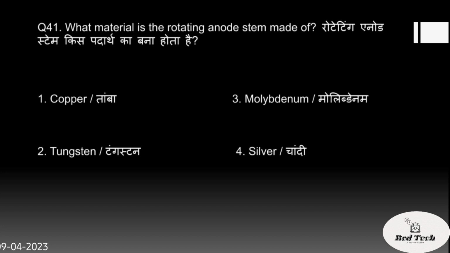Question number 41. What material is the rotating anode stem made of? So what material is the rotating anode made up of? The options are copper, tungsten, molybdenum, and option 4 is silver.